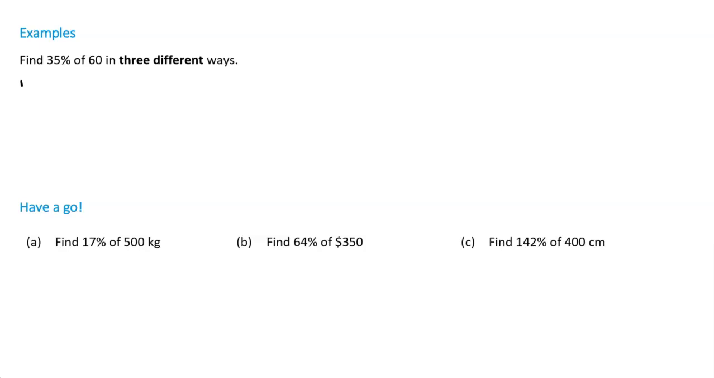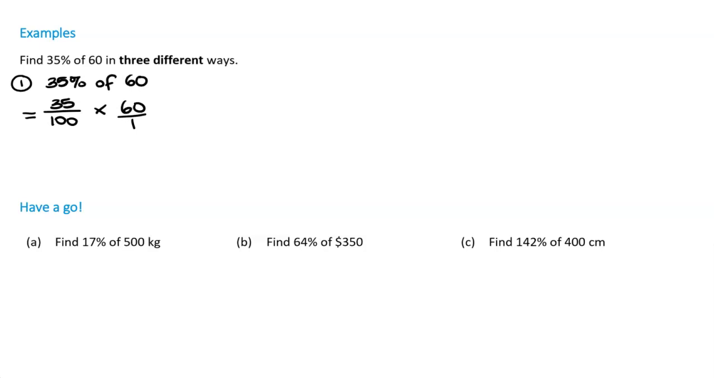We could, method 1, 35% of 60. 35%, we said that means 35 over 100. So we could make that percentage into a fraction just by dividing by 100 like that. We'll look at cancelling things down later, but we'll leave it as that for now. Now, of in maths frequently means times. So we're going to put a times sign there. And if we're doing 35 over 100 times 60, we like to multiply fractions with fractions. So let's write that as 60 over 1.